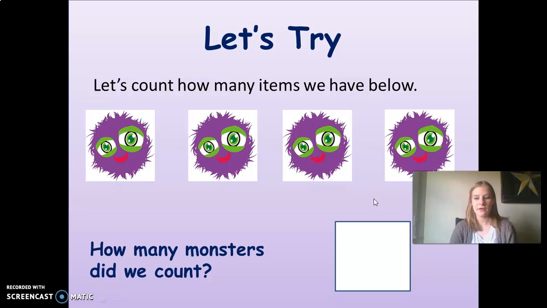So let's try another one. I have monsters this time. And again, my monsters are in a horizontal row, but if they were vertical, I would still be counting the same number. The position they're in doesn't change the total that it will be. So let's count how many monsters we have on this page. 1, 2, 3, 4. So this time, scholars, I was able to count 4 monsters, and just like in your assignments, you'll see a box, and you would write the number 4.